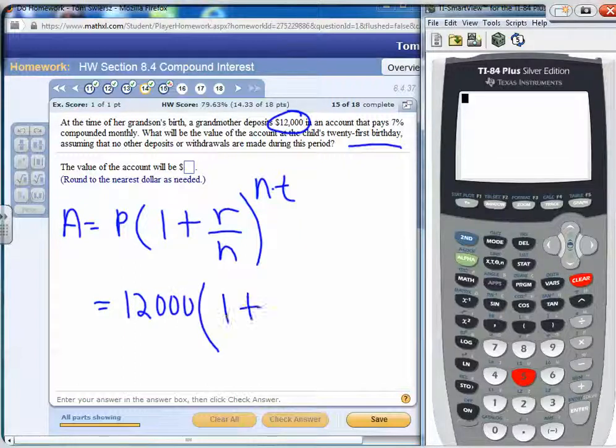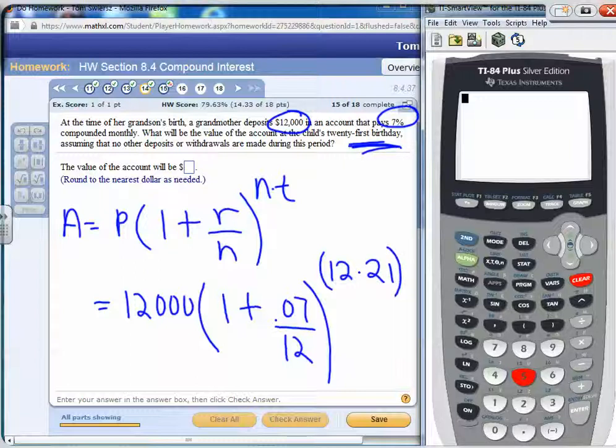Okay, 1 plus the rate pays 7%, 0.07 compounded monthly, so we're going to divide by 12, and the exponent is n, which is 12, representing 12 months in a year, times the number of years, 21st birthday, so it will be 21 years. Okay, so there's the correct values for the formula. We'll substitute them into the calculator and get the value.